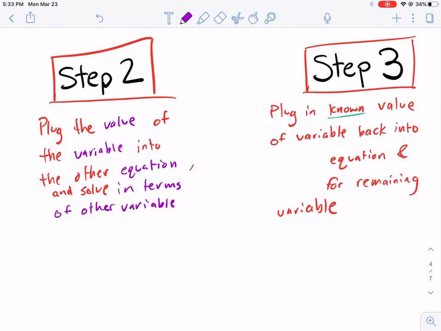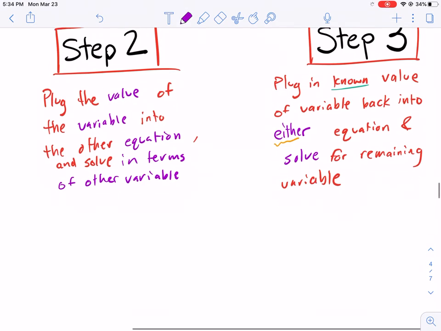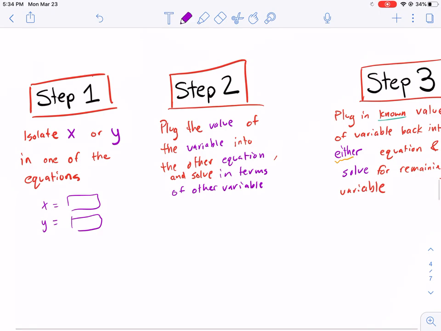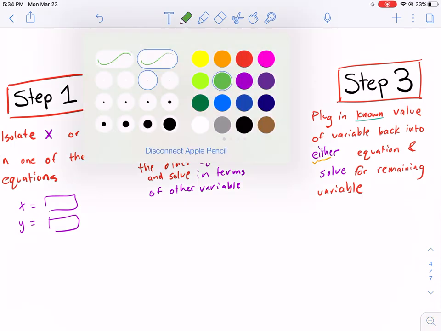So step three, plug in the known value of the variable back into either equation. This is the only time that you can choose either equation. And of course, we're going to be solving for the remaining variable. Okay, so step one, isolate x or y. Step two, plug that into the other equation. Step three, plug in the known value, and I really want to emphasize known value here.